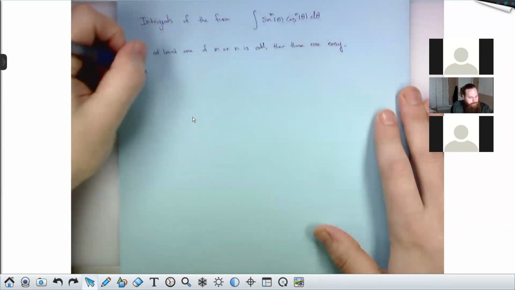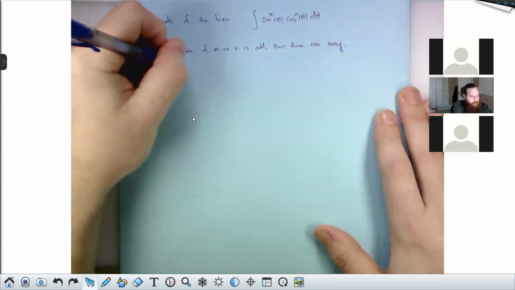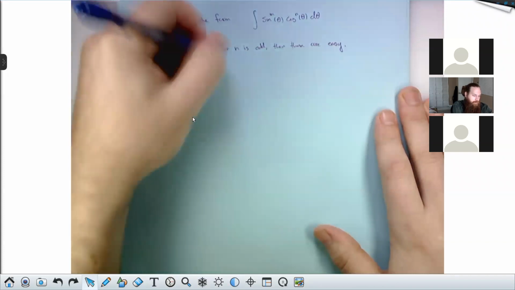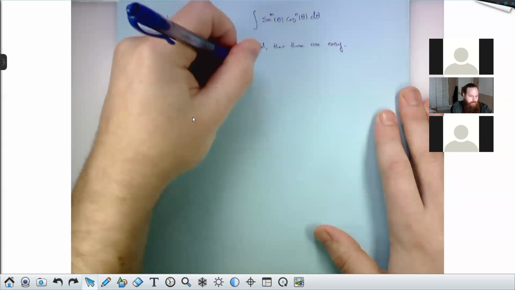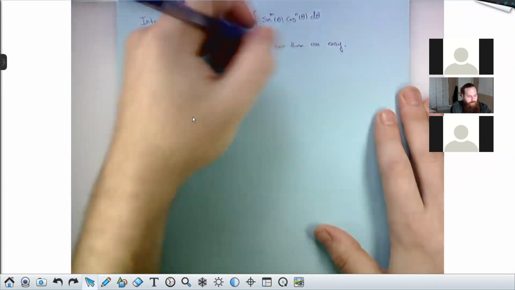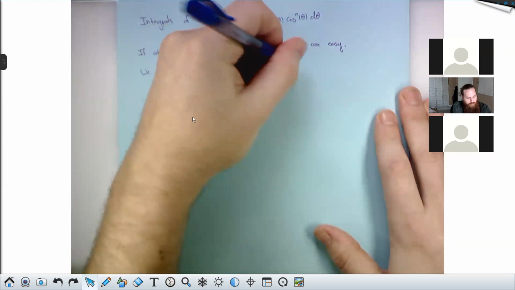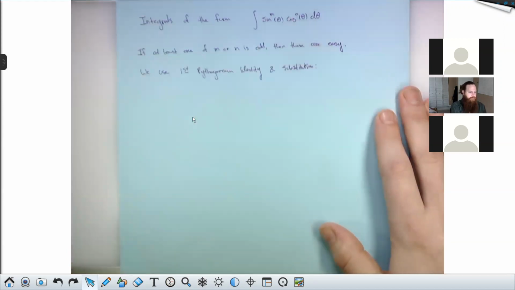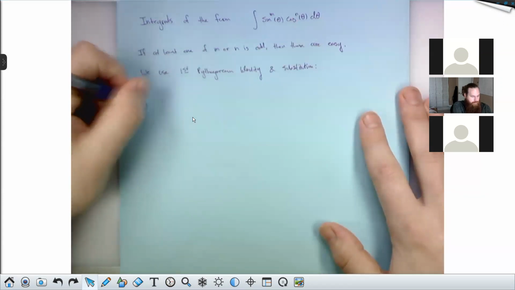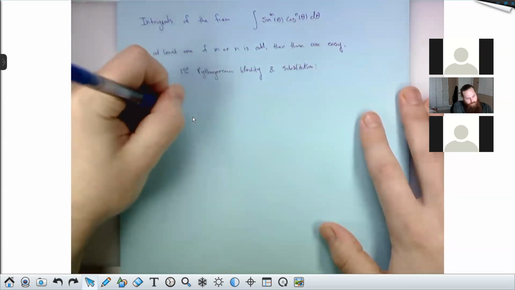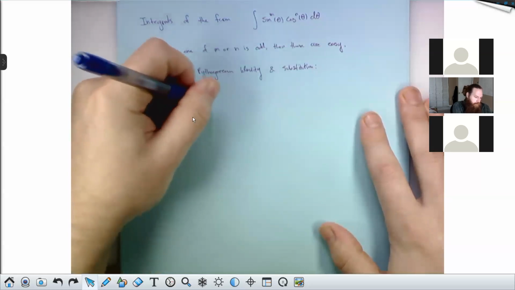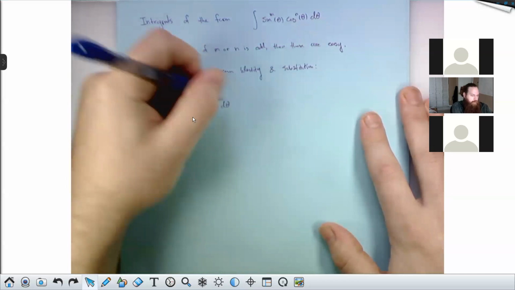We use u sub. We use the first Pythagorean identity, that's sine squared plus cos squared equals 1, and substitution. It'll look something like this. Maybe I want to integrate sine cubed theta times cos to the 4 theta d theta, something like that.